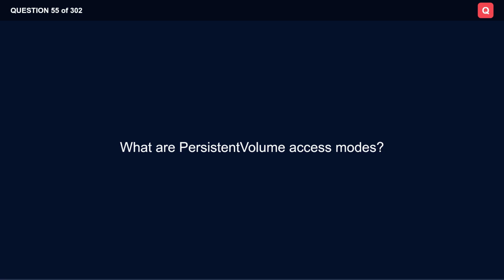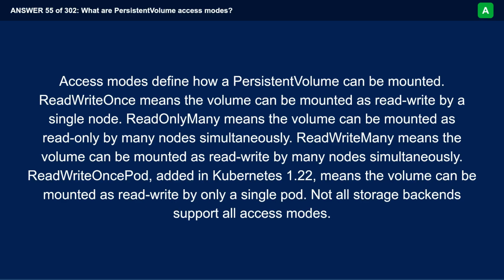What are persistent volume access modes? Access modes define how a persistent volume can be mounted. ReadWriteOnce means the volume can be mounted as read-write by a single node. ReadOnlyMany means the volume can be mounted as read-only by many nodes simultaneously. ReadWriteMany means the volume can be mounted as read-write by many nodes simultaneously. ReadWriteOncePod, added in Kubernetes 1.22, means the volume can be mounted as read-write by only a single pod. Not all storage backends support all access modes.